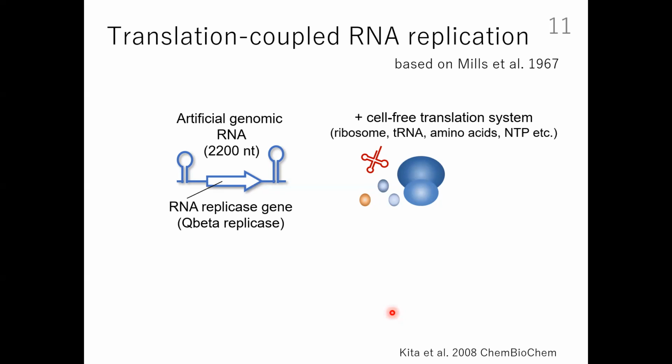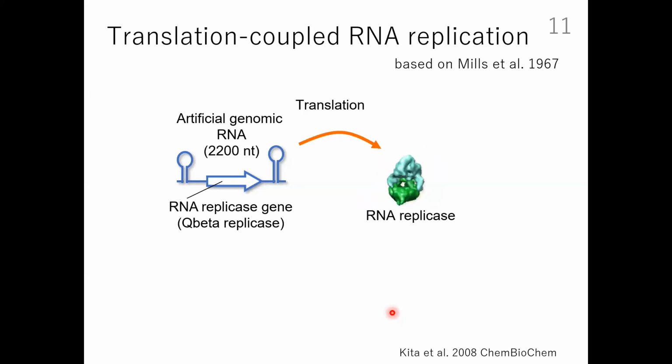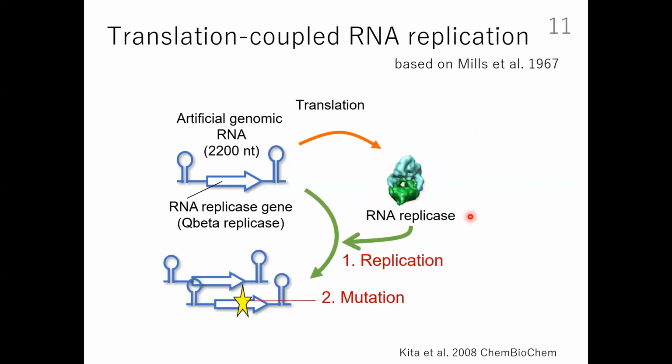It consists of the proteins and RNAs that are required for translation, such as ribosome, tRNA, amino acids, NTP, and so on, all purified. So the largest difference from Spiegelman's reaction is this cell-free translation system. In Spiegelman's case, RNA replicase is supplied as a purified protein, but in this case, the RNA replicase is translated from the RNA. So the translated replicase replicates the RNA, and mutations are introduced during this replication process.